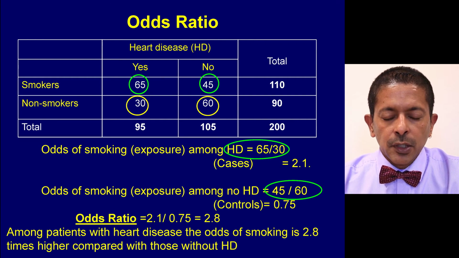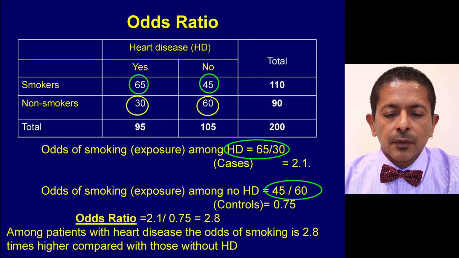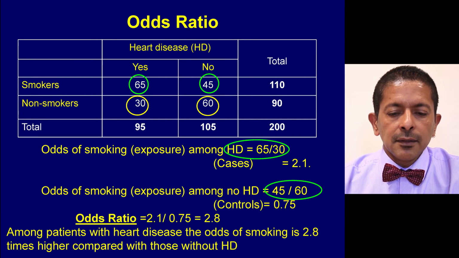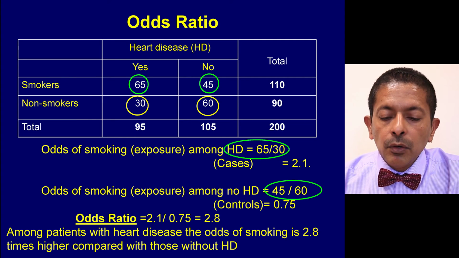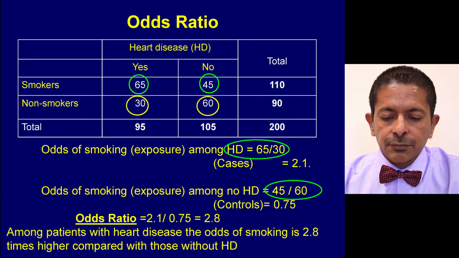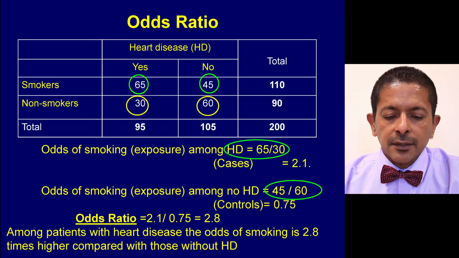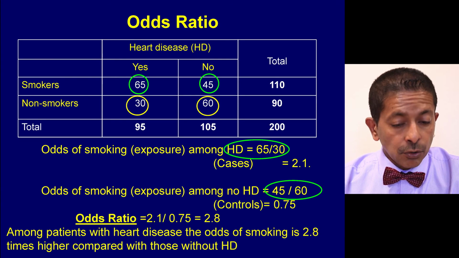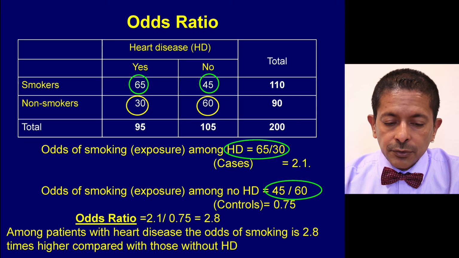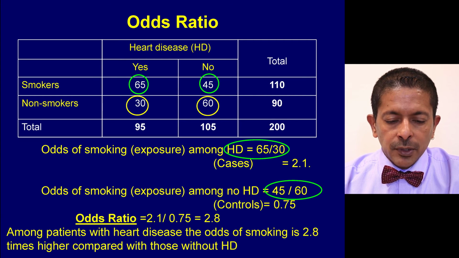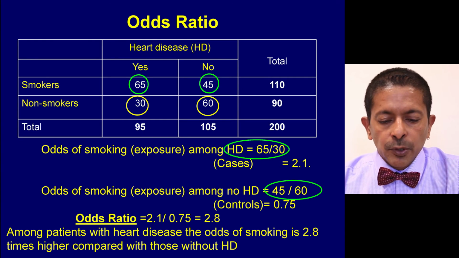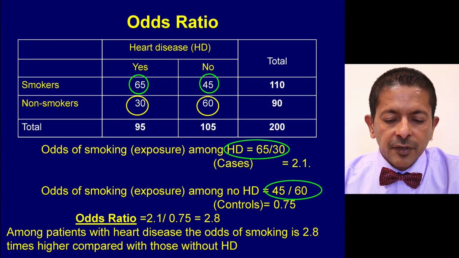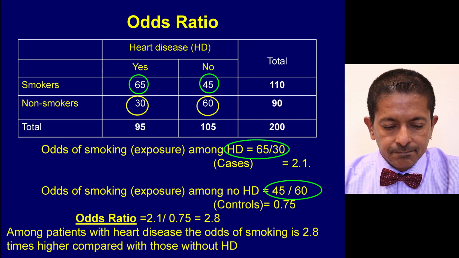Similarly, among those without heart disease, 45 were smokers, while 60 were non-smokers. The odds of smoking, or the exposure, among those without heart disease is therefore 45 by 60, and that is 0.75. The odds ratio, comparing the odds of smoking among those with and without heart disease, is 2.1 divided by 0.75 or 2.8.